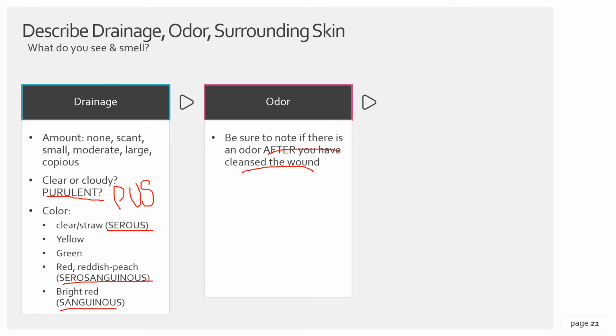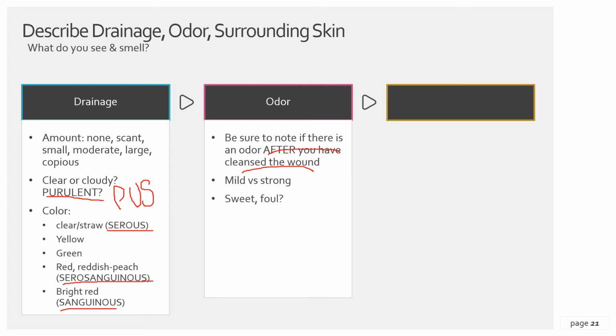Next, you describe the odor, but it's very important to describe odor after you have cleaned the wound. Most wound dressings have an odor, especially dressings that are kept on for several days, such as hydrocolloids and negative pressure wound therapy. So don't describe that odor. You want to clean the wound, throw away the old dressing, and then note if there's an odor. Is it mild or strong, sweet or foul?